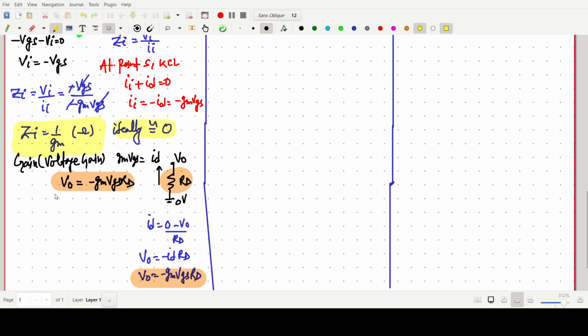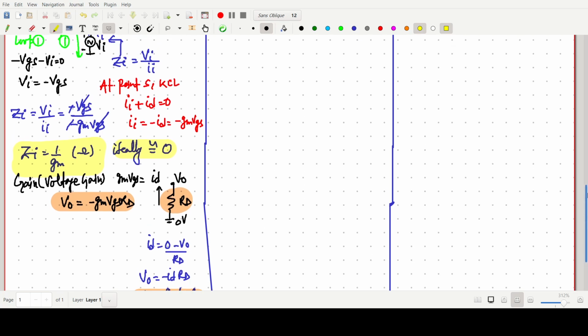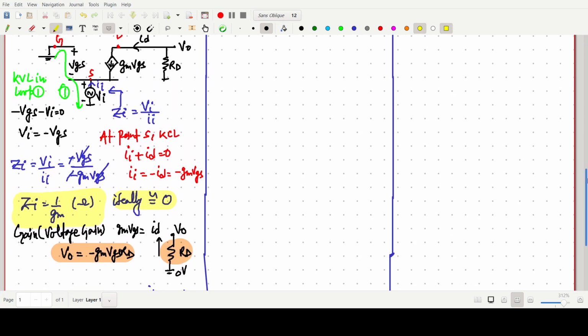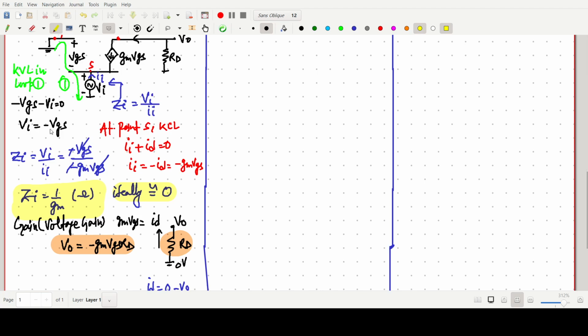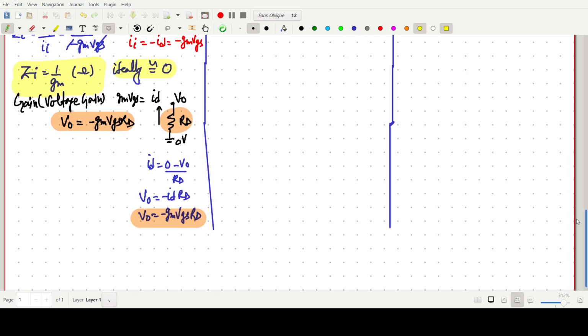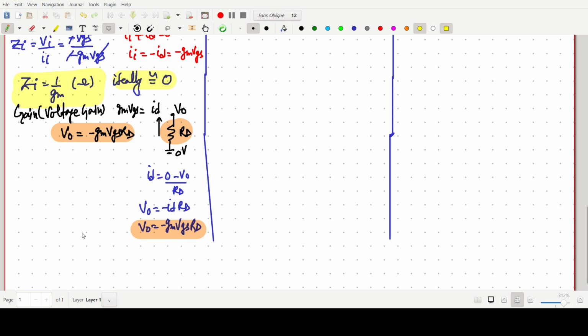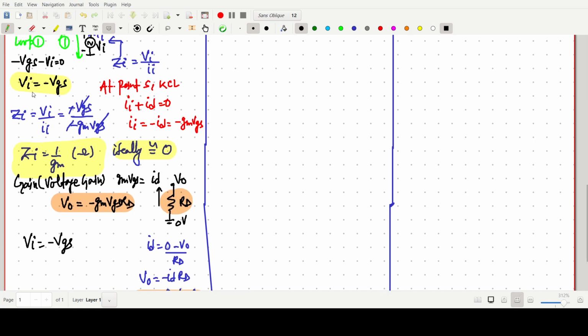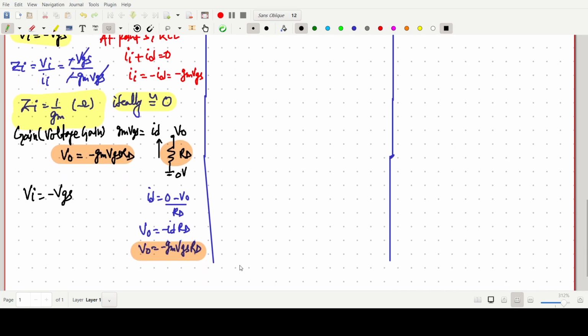Next, this V naught is now known to us. Now we have to find the VGS value. From this loop, if we apply KVL in loop 1, VI equals minus VGS. Yes or no? We have already found that VI equals minus VGS. One more time I want to show you: VI equals minus VGS by applying KVL in loop 1.